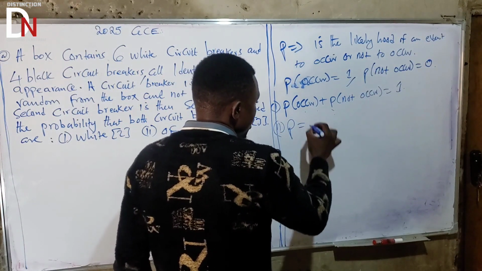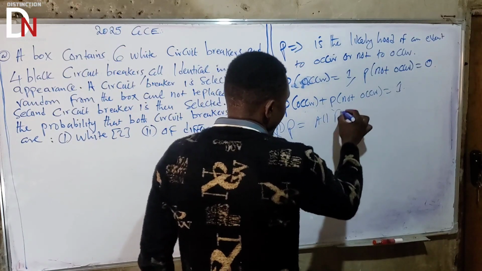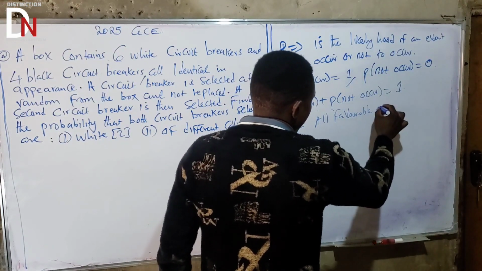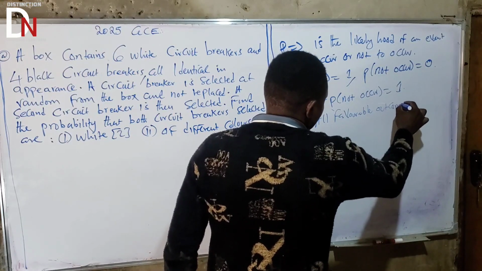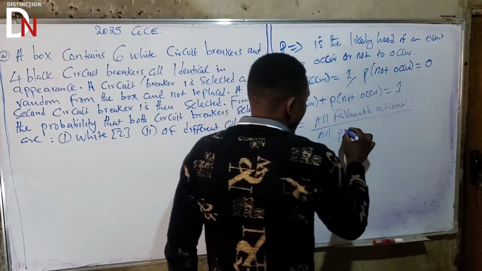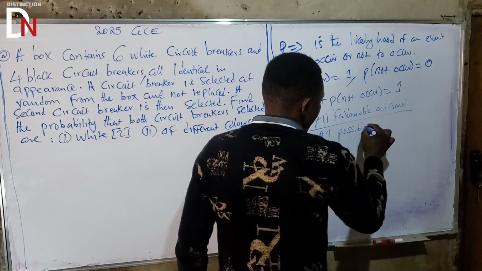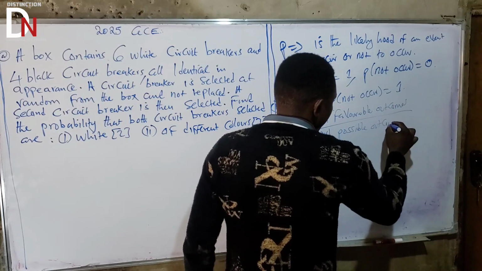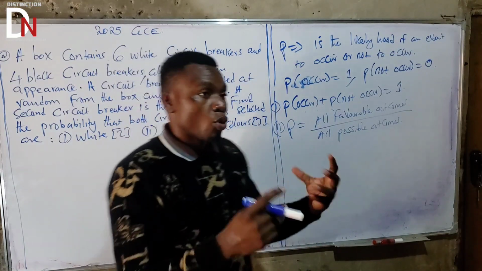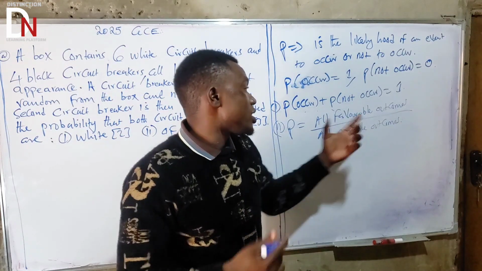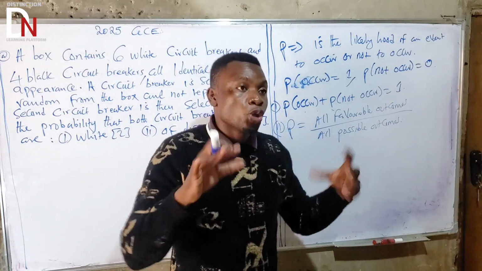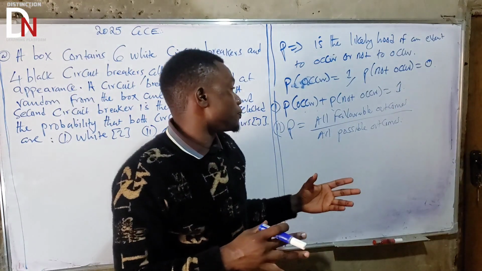The probability is equal to all favorable outcomes divided by all possible outcomes. So a favorable outcome basically is what you are looking for. That is the interest. And all possible outcomes basically is just the total number.